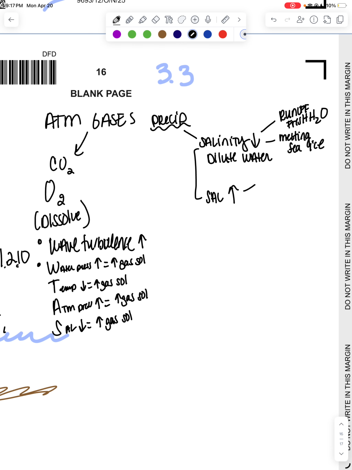Salinity increasing. Runoff of fertilizers. I don't want to say agricultural waste, because that's now biotic. I'm talking about like cow waste. We're going to say fertilizers. Another one is going to be evaporation. We already have precipitation. And then forming sea ice. Fresh water gets removed.